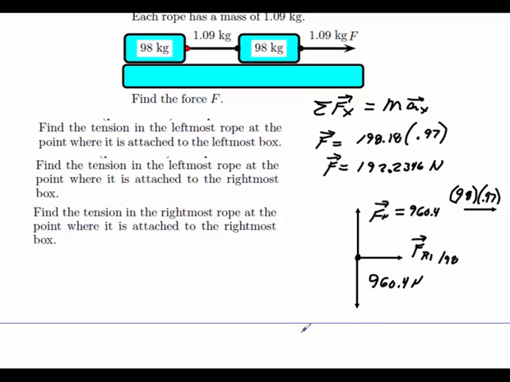Summation of forces in the x direction is equal to mass times acceleration in the x direction. The force of rope 1 on the 98 must equal 98 times 0.97. That number gives me 95.06 newtons. And that's how you're going to do that one.